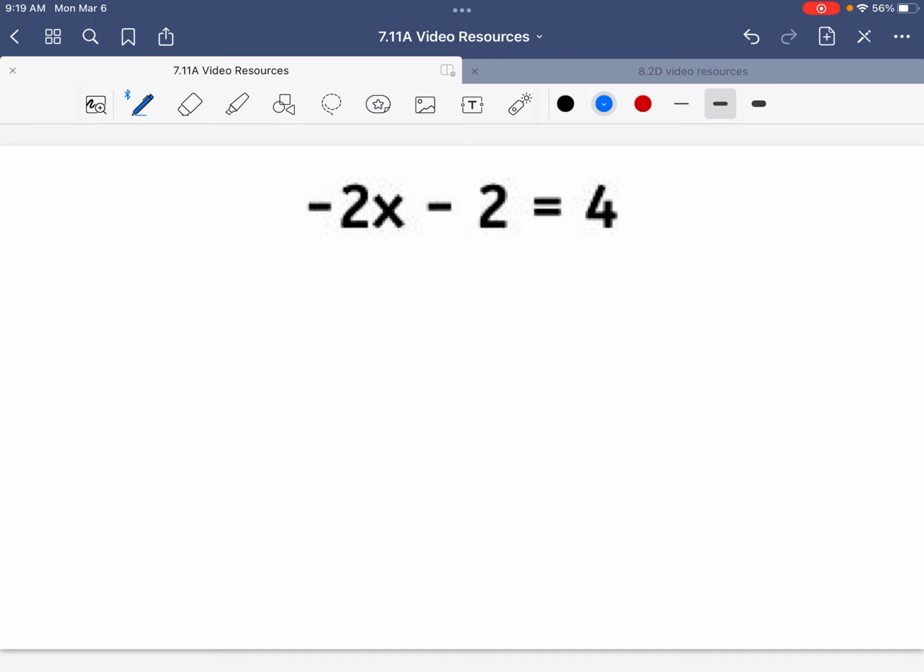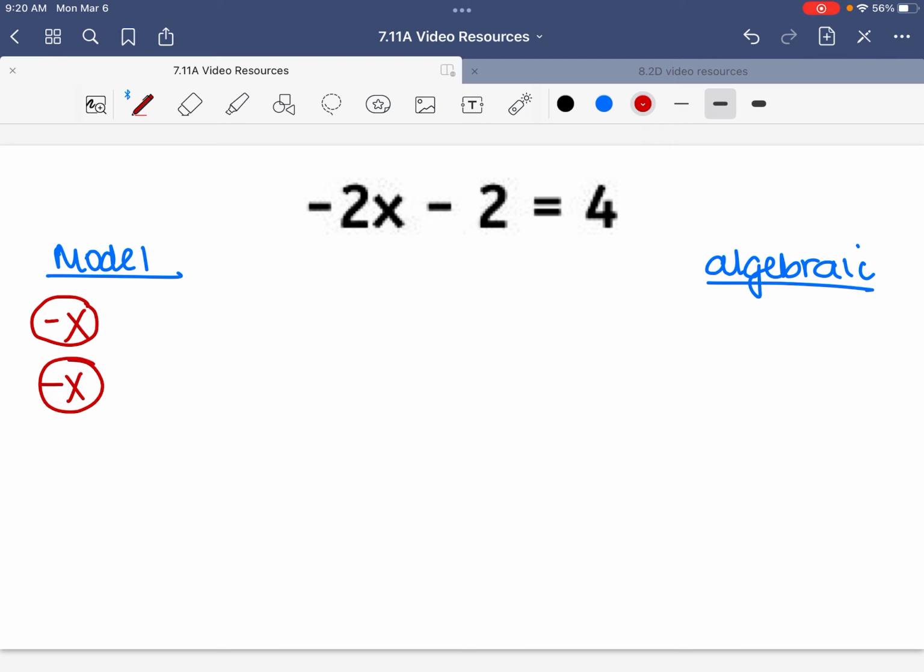So we're going to use the same thinking that we've been using, and we're going to model it. And we're also going to solve using algebraic thinking. So the first thing I want to model, I see I have -2x's. So this is modeled a little different. Instead of just writing an x, I have a negative x, and that negative stays with it. But I have two of them. And then I have a -2, which I can represent with two negative units. And all of that will equal 4 positives.